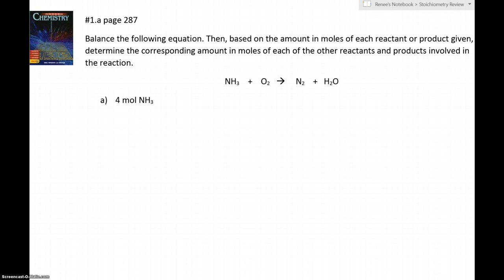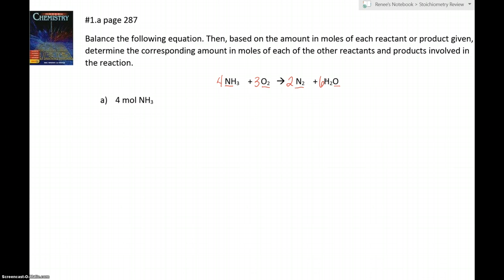To balance this reaction, I first need to see that I have 1 nitrogen on this side and 2 on this side that need to be balanced. I can see that my oxygens are unbalanced and my hydrogens are unbalanced. Now, when you're balancing equations, it's all about just trying to plug in numbers. I've already balanced this one, and I know that the coefficient in front of ammonia should be 4, the coefficient in front of oxygen should be 3, the coefficient in front of nitrogen should be 2, and the coefficient in front of water should be 6.